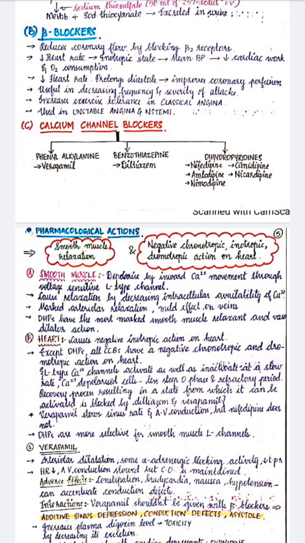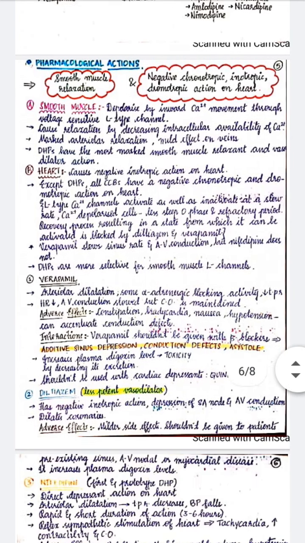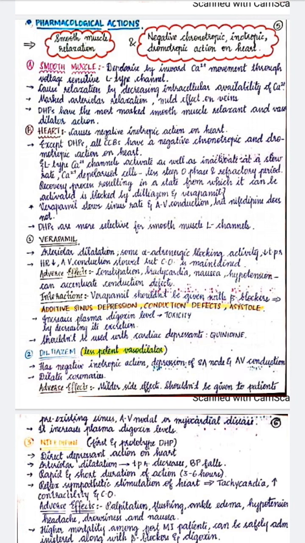Coming to calcium channel blockers, there are three types: phenylalkylamine, benzothiazepine and dihydropyridines. The pharmacological action is basically smooth muscle relaxation with negative chronotropic, inotropic and dromotropic actions on the heart. On smooth muscle, depolarization occurs by an inward calcium movement through the L-type channel, which is voltage sensitive. So this causes relaxation by decreasing the amount of calcium intracellularly. There is arteriolar dilatation. There is a milder effect on the veins.